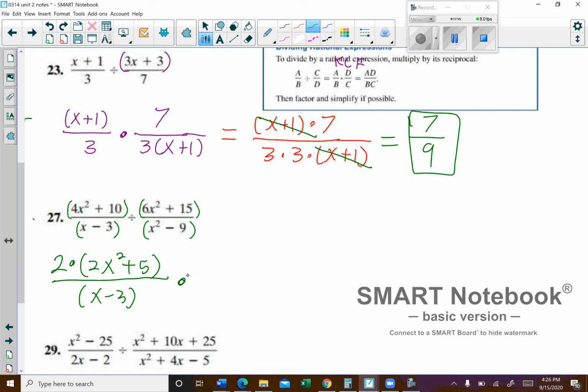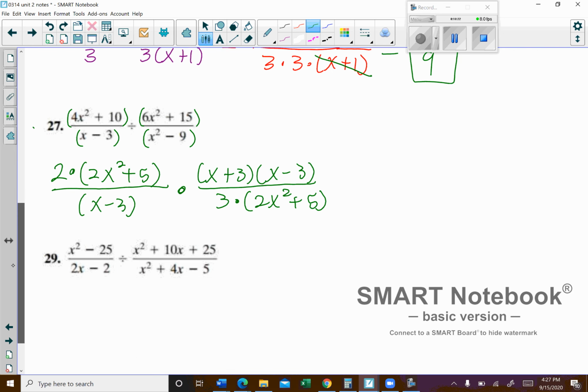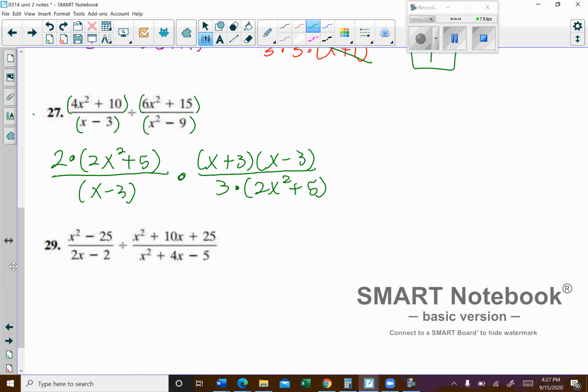Then we're going to change it to multiplication. And now we're going to flip it so that x squared minus 9 is going to flip into x plus 3, x minus 3, all over. And then on bottom, we can pull out a 3. And so that would leave us with 2x squared plus 5. To save a little bit of space, I'll probably start to cancel out now.